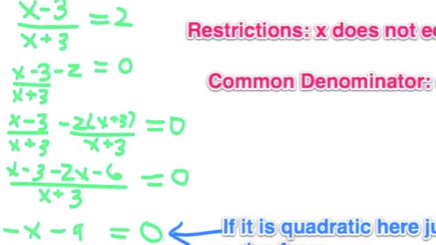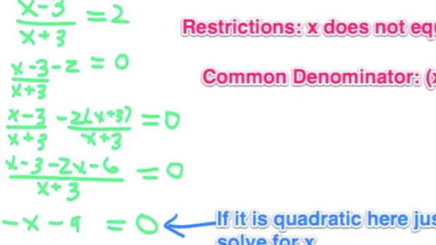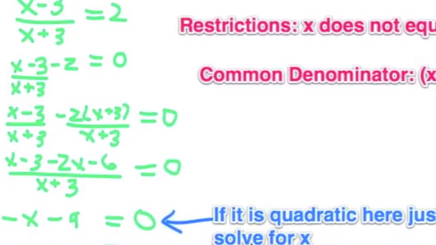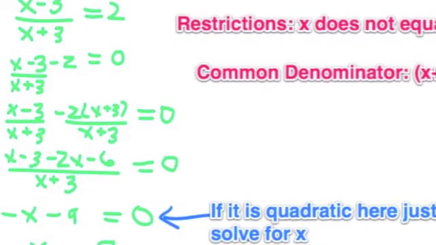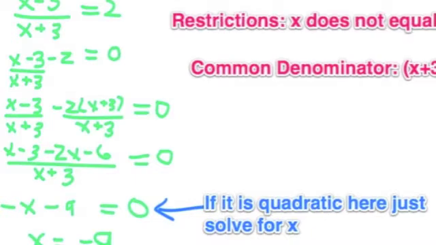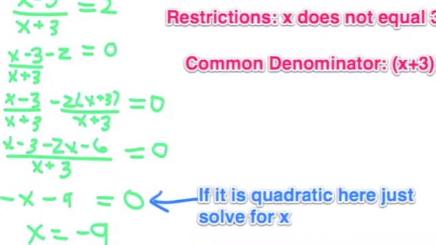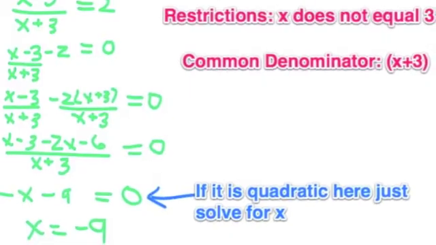To do that, we can begin by eliminating the denominator by multiplying it by 0. Now we just have negative x minus 9 equals 0, and we simply solve for x. Therefore, x equals negative 9. If we had a quadratic here instead, we would have just found the solutions of the quadratic.